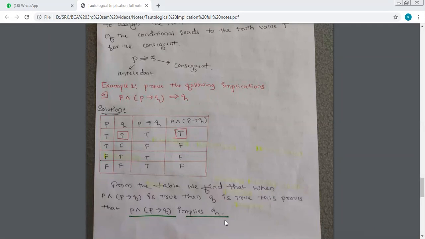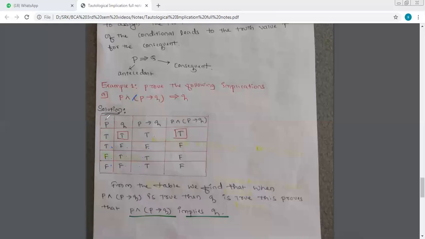Next, see here, P conditional Q. In the conditional, whenever the first sentence is true and the second sentence is false, the result is false; in all other cases it is true. So true true gives true, true false gives false, false true gives true, false false gives true. So we did the conditional first, because the conjunction has to hold this condition in brackets.